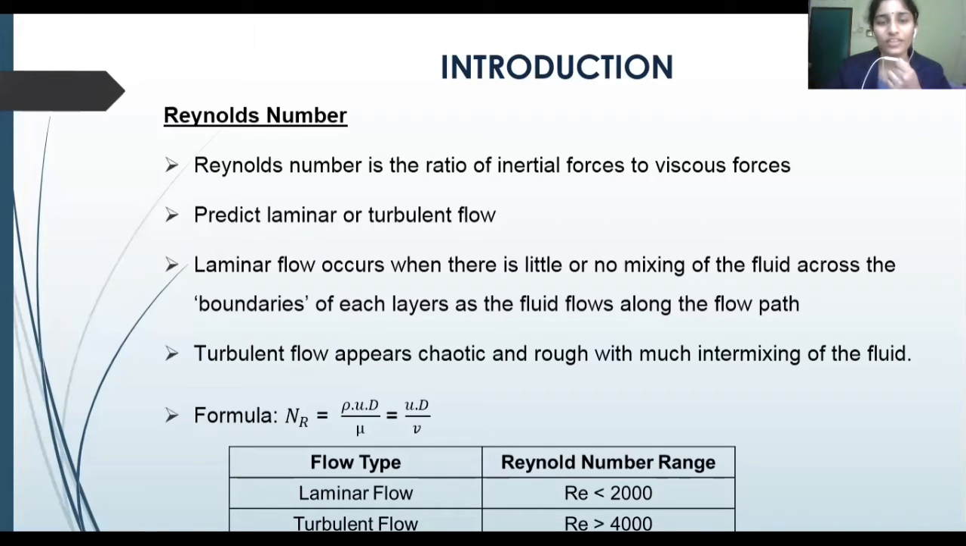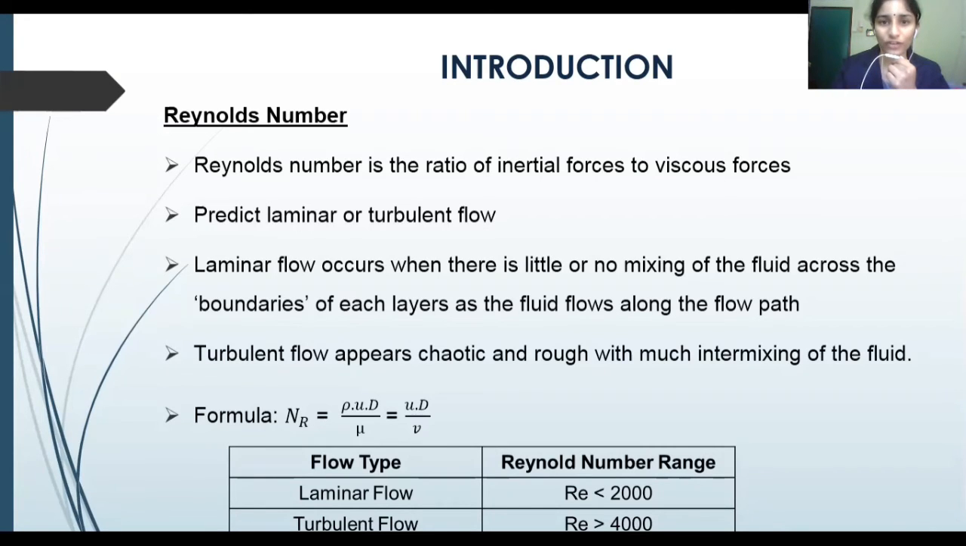Laminar flow occurs when there is little or no mixing of the fluid across the boundaries of each layer as the fluid flows along the flow path, whereas turbulent flow appears chaotic and rough with much intermixing of the fluid. So this is the formula to calculate Reynolds number.